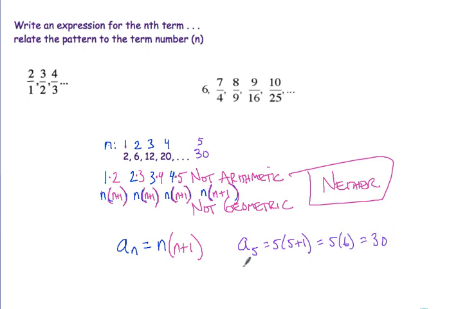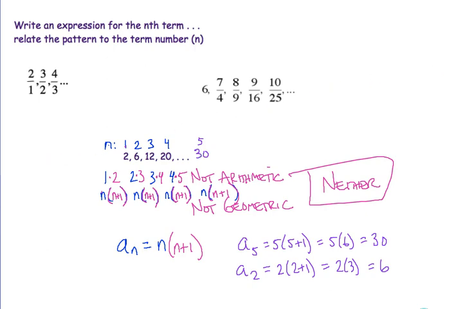And I could verify for any, like, let's say I want to verify my 2nd term. Is that really 2 times 2 plus 1? 2 times 3 is 6. Is my 2nd term really a 6? Yep, my 2nd term is a 6. My 5th term was a 30.